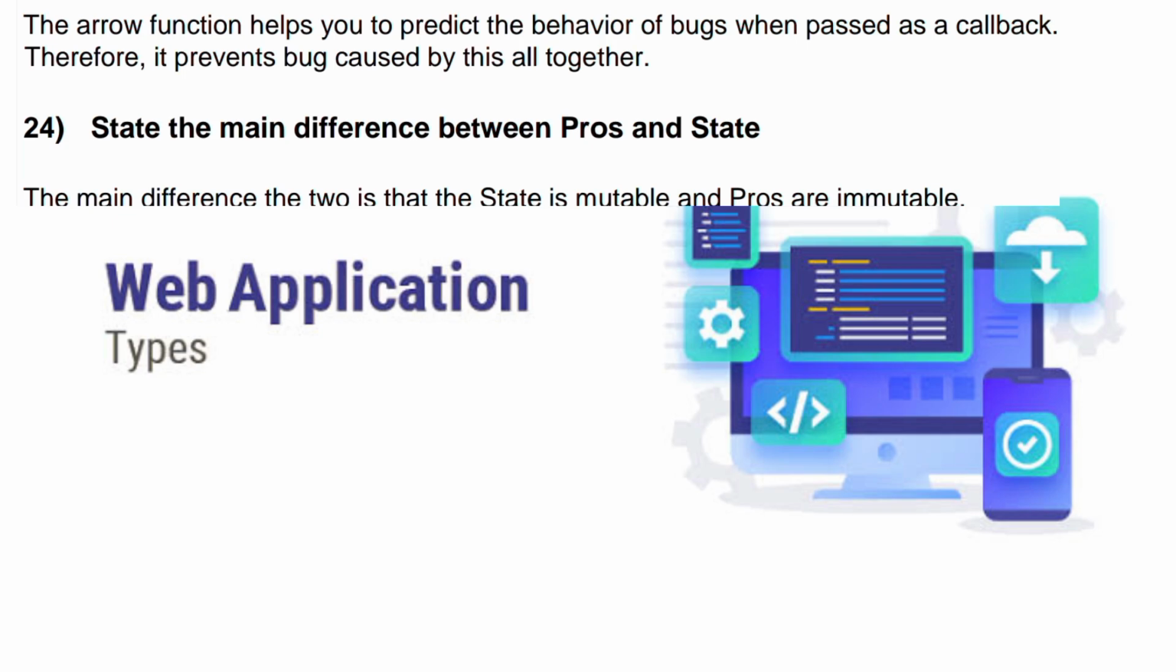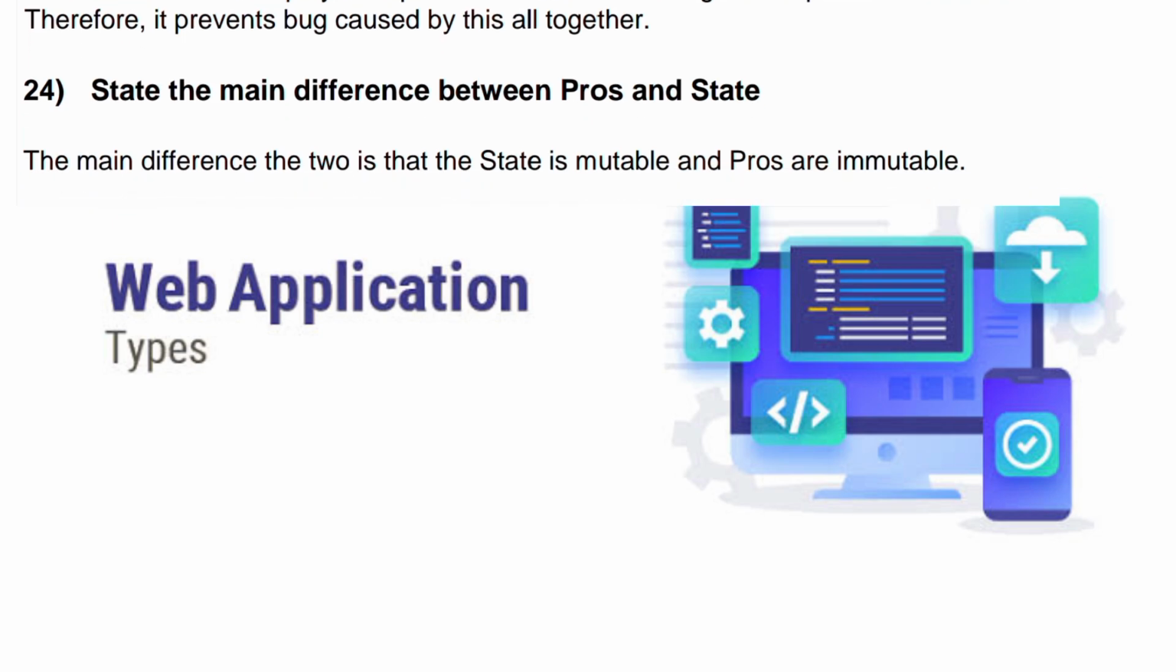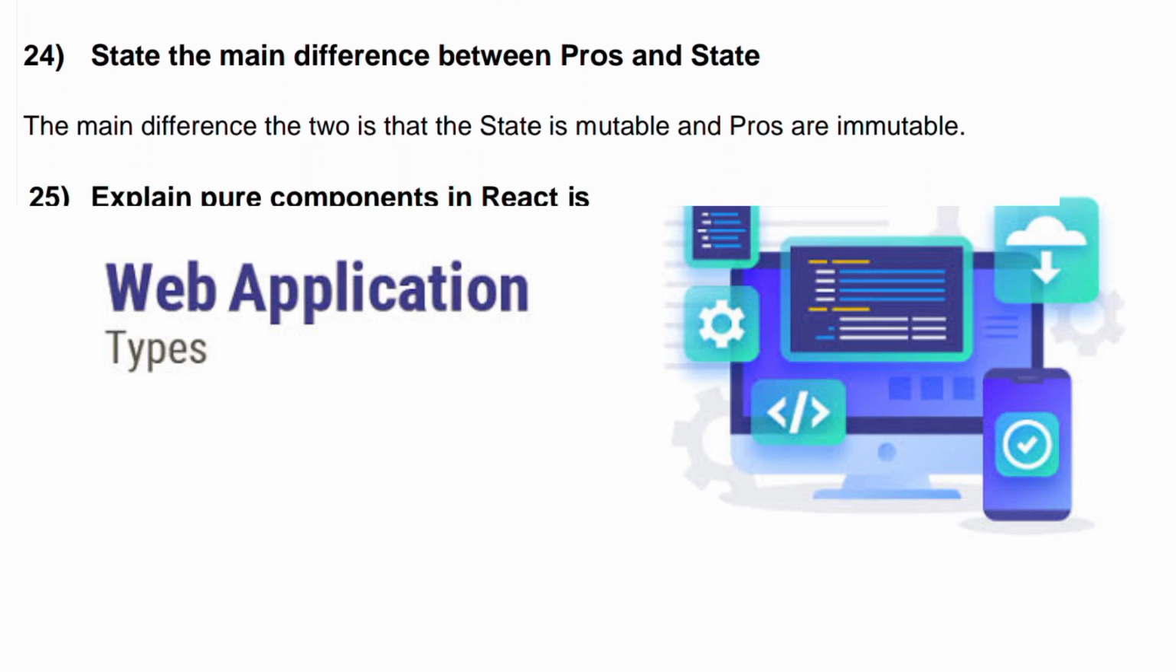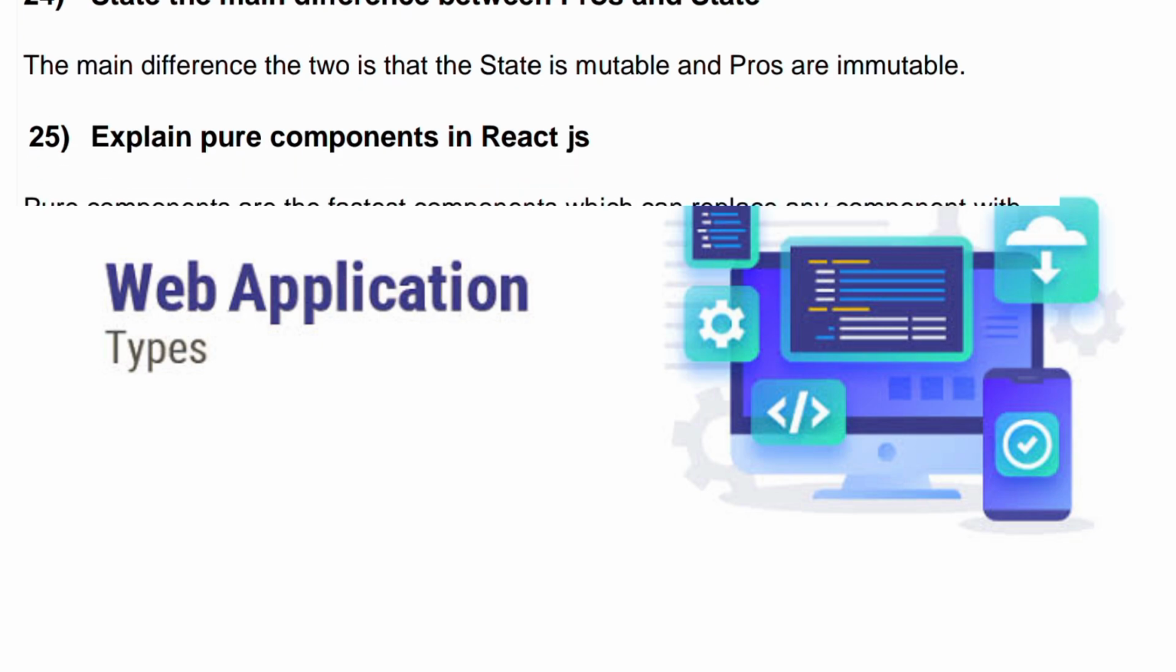Now the next question is, state the main difference between props and state. The main difference between the two is that state is mutable and props are immutable.